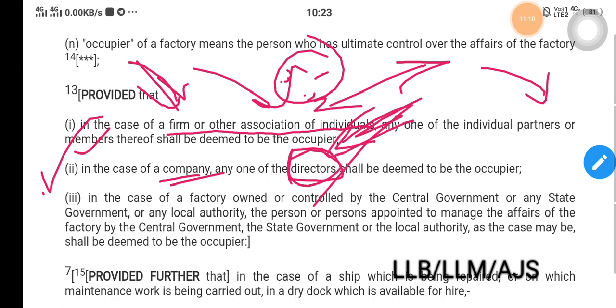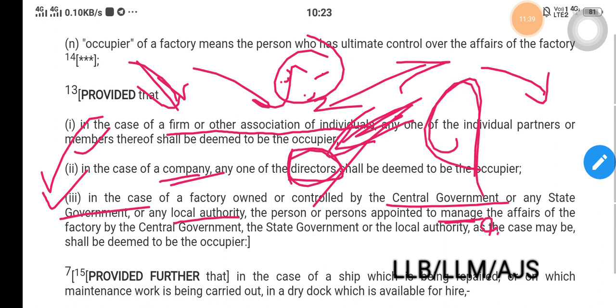Then 3. In the case of a factory owned or controlled by the central government, or the state government, or any local authority, or any person appointed to manage the affairs of the factory by the central government, the word manage is used here, the state government or the local authority, as the case may be, shall be deemed to be the occupier. So in the case of a factory under the state government, central government, or local authority, the occupier shall be the person who is appointed to manage, appointed by the state government, central government, or any other local authority to manage.